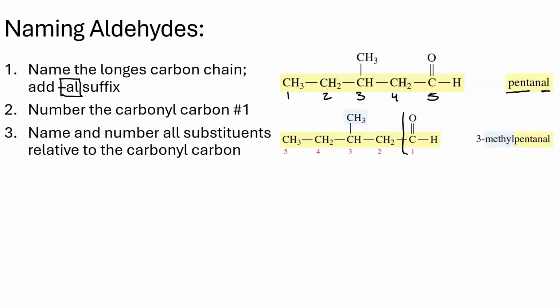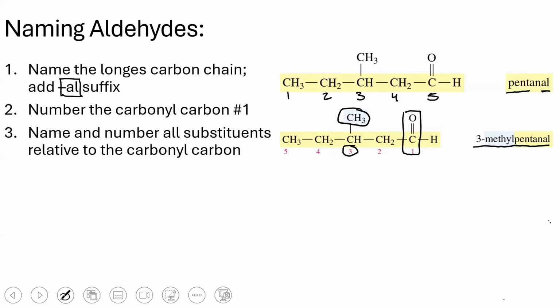Then we number the carbonyl carbon as number 1. So this gets the designation 1. And then we number and name all the substituents relative to that carbon. So this methyl group is at the 3 position. So then this becomes 3-methyl pentanal. And because the carbonyl carbon is at the 1 carbon, we don't have to have 1 pentanal. It's just assumed that the carbonyl carbon is at the first carbon.